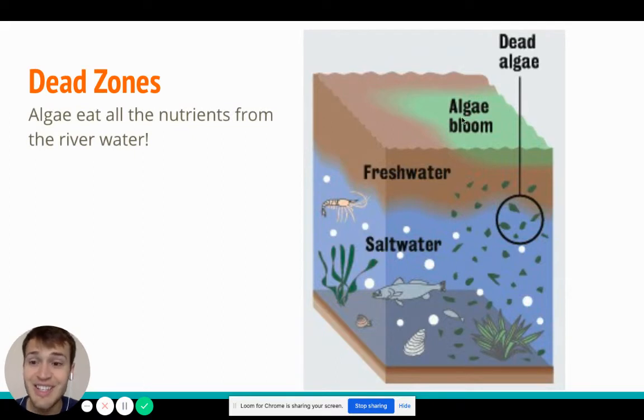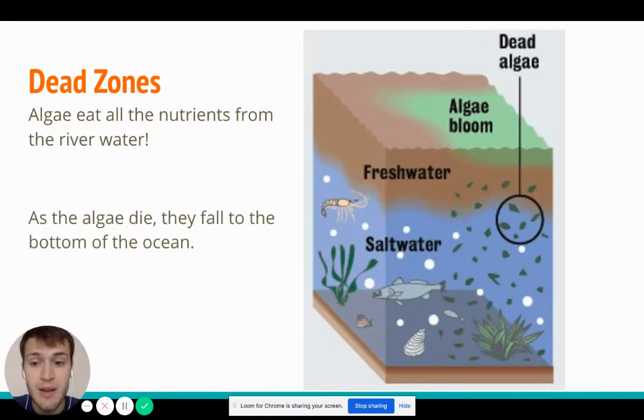Then algae eat all the nutrients from the river water. Algae is a producer and it can grow extremely fast. If there are nutrients in the water, it'll grow because it eats them very quickly. So algae eat all the nutrients from the river water and they cause an algal bloom, which is where lots and lots of algae all appear very quickly, and that'll turn the water green. So the water will turn green just like this.